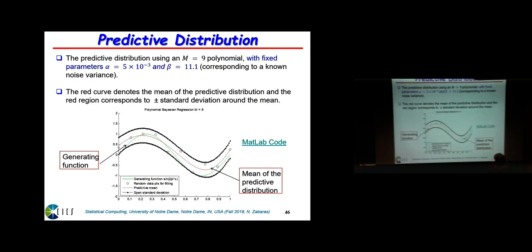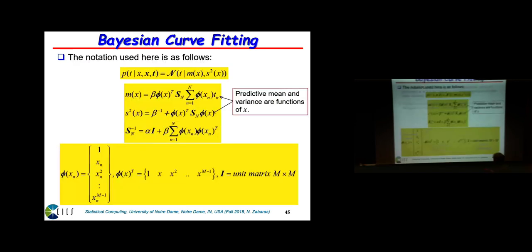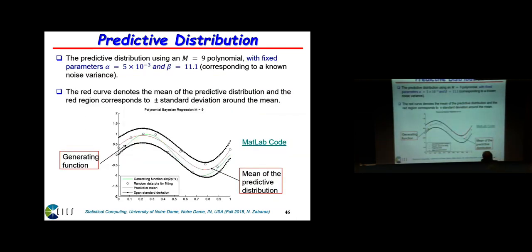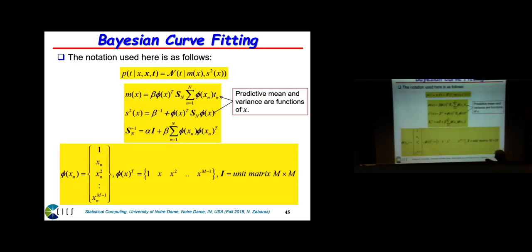Now this curve, what is it? It's the mean of the predicted distribution, m(x). And what are those bands? For each location, we evaluate this. This is plus minus one standard deviation of the predicted distribution. So it's plus minus s for each location x.